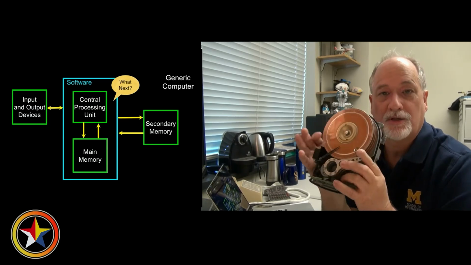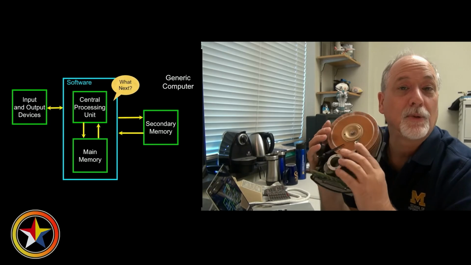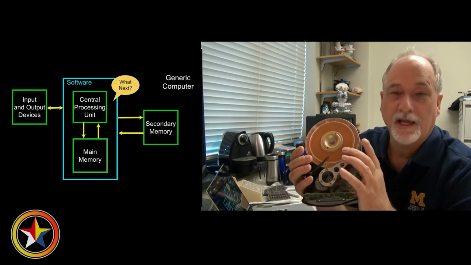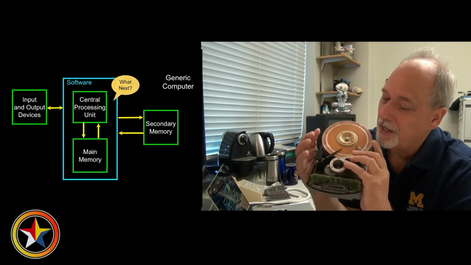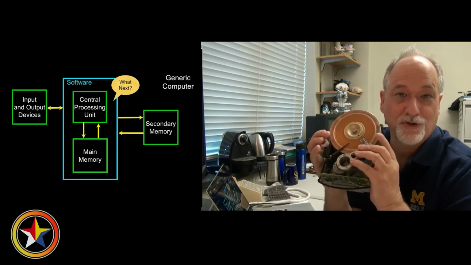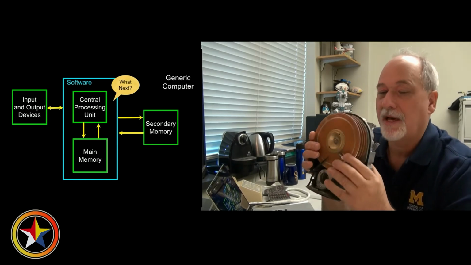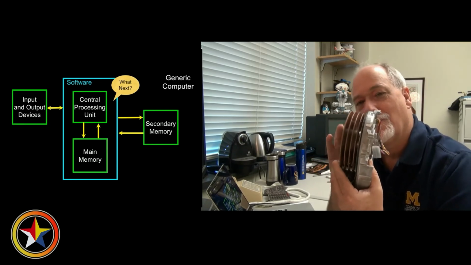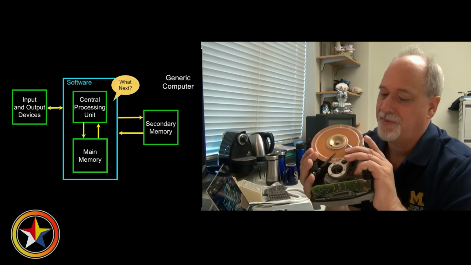Now this one here is in such bad shape that it probably isn't storing anything, but it's got these little heads and it spins around and goes in and out. We'll have a video later that shows you one of these things that's not quite in as bad a shape. If you look, this has 4 different platters that are all spinning around.